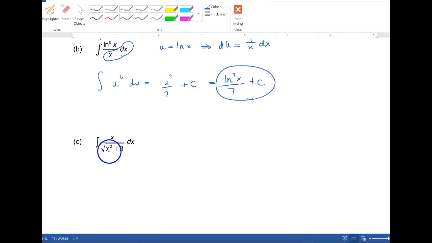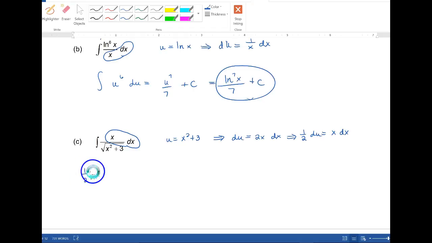Next one, all right, since I'm not going to make u equal to x, I'm going to let u equal x squared plus 3. So when I do du, I get 2x dx. Well, here I have an x and a dx, but I don't have a 2. So I'm going to multiply both sides by 1/2, and therefore I'm going to replace x dx with 1/2 du.